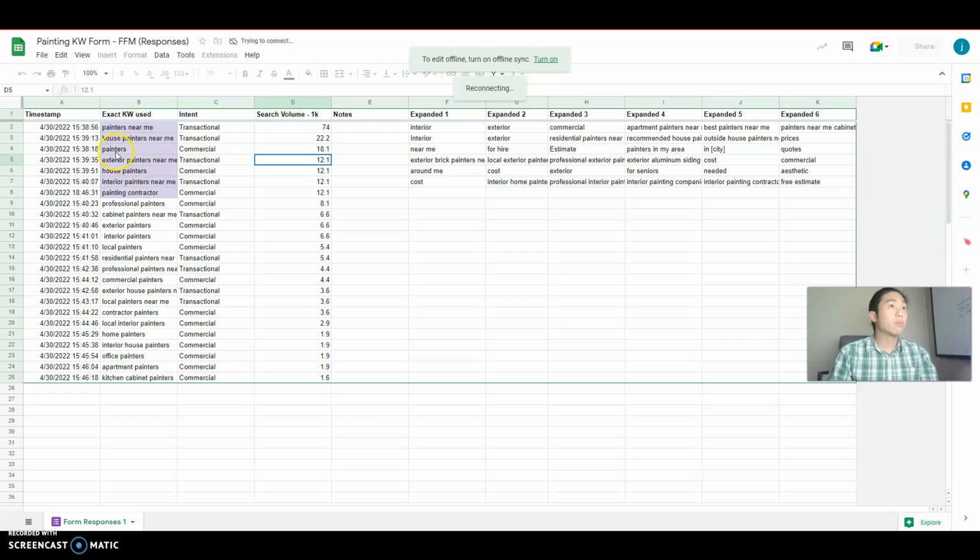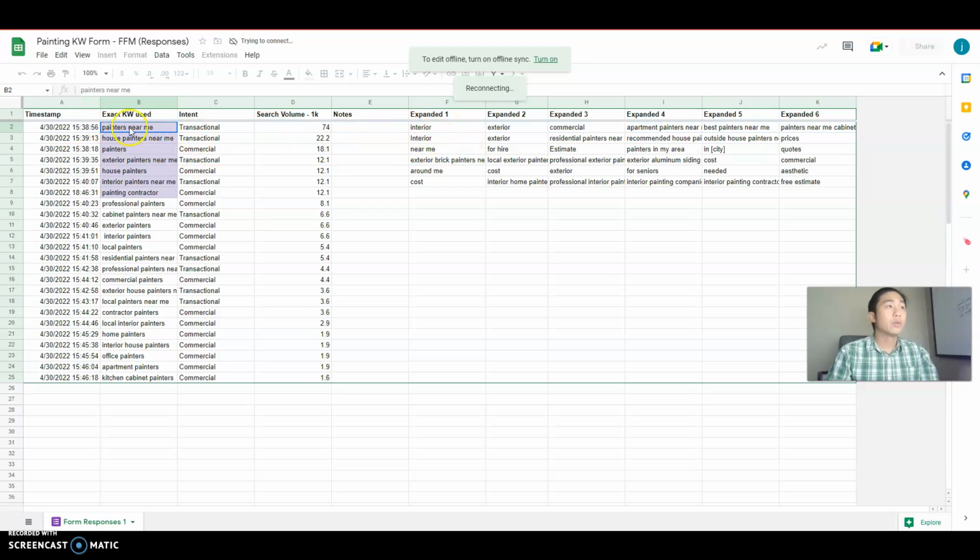So basically, the most popular keywords that I'm going to be looking at are painters, house painters, exterior painters, interior painters and painting contractors. Those are the top keywords that I'm going to be looking at. And for each one of these, there's an expanded keyword, meaning for each row, this is related to it.